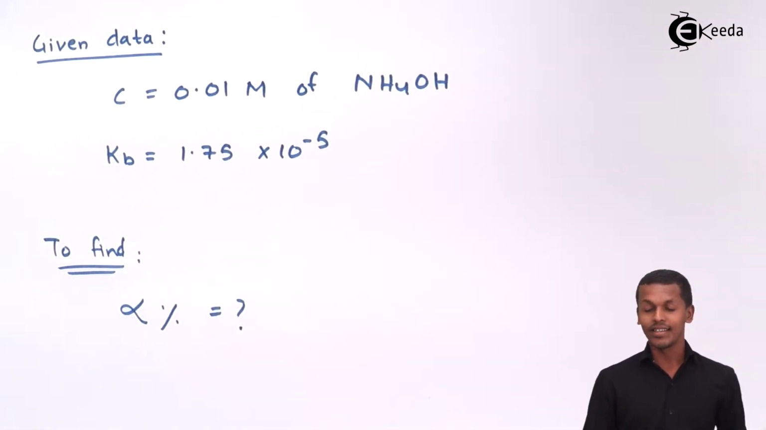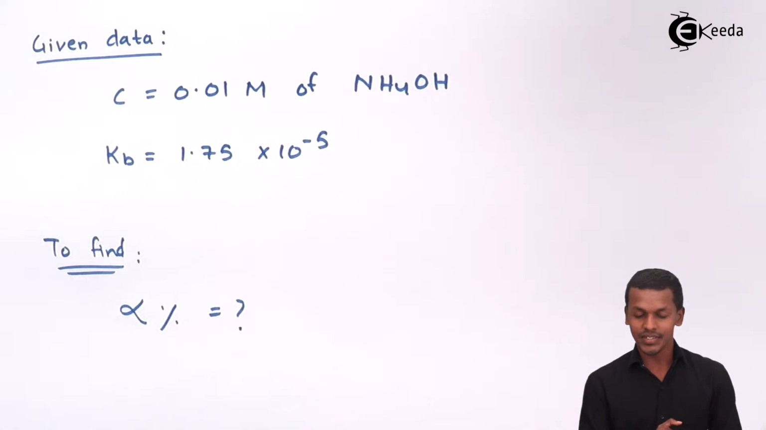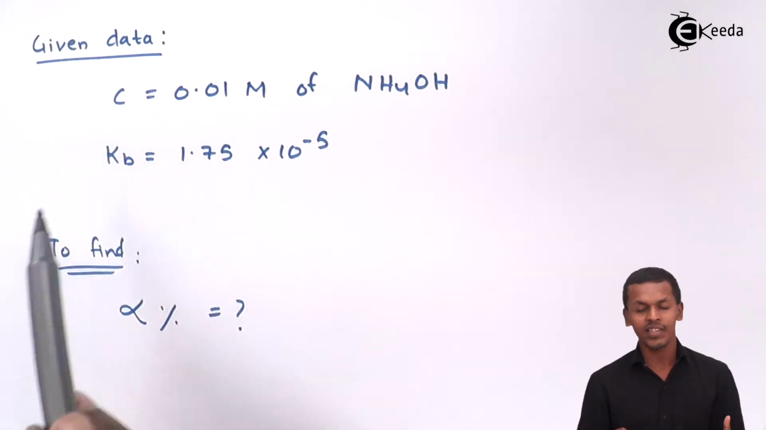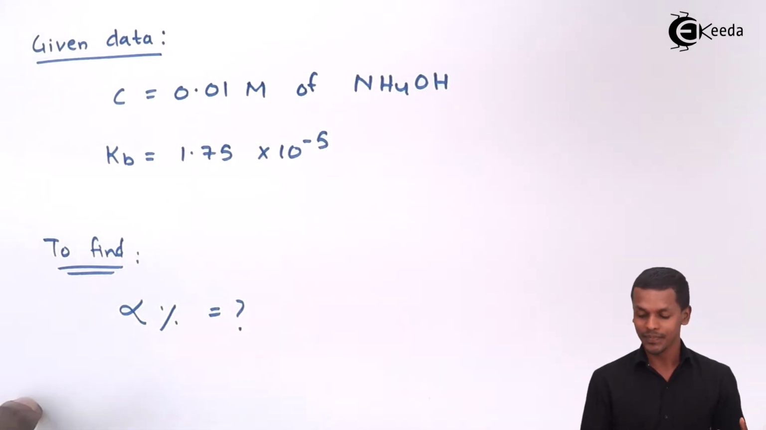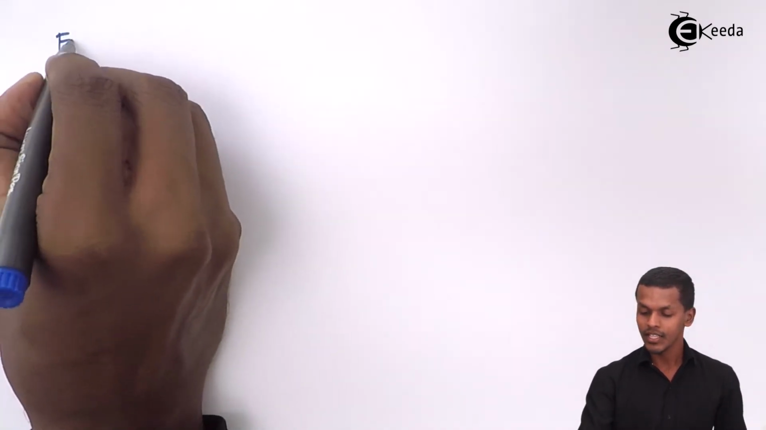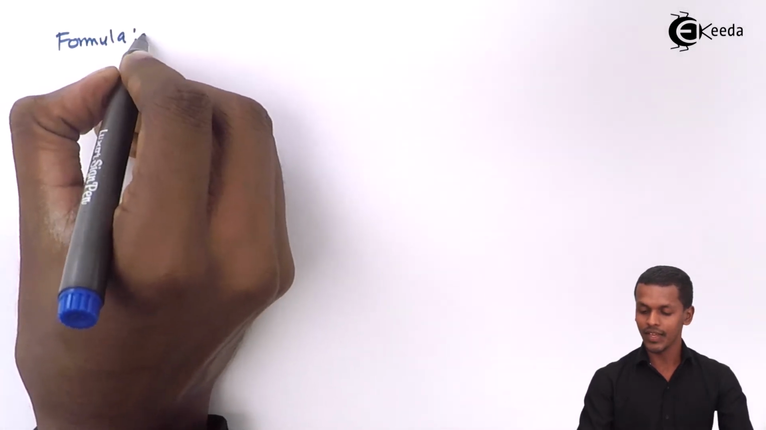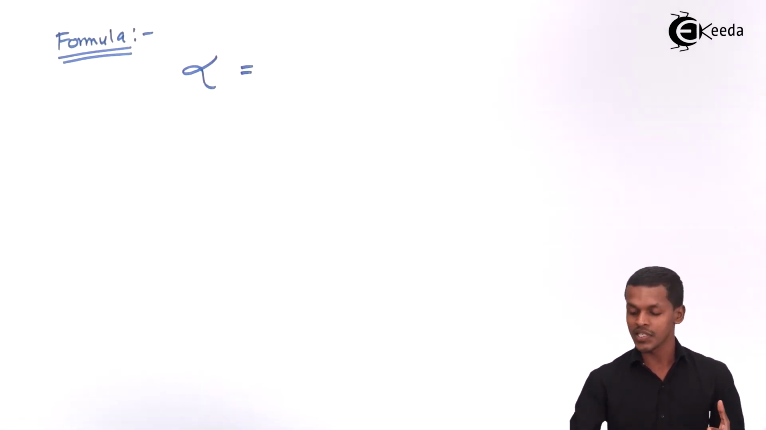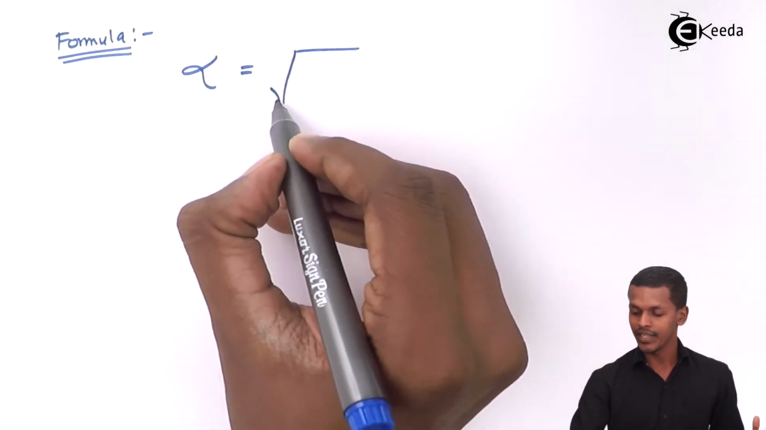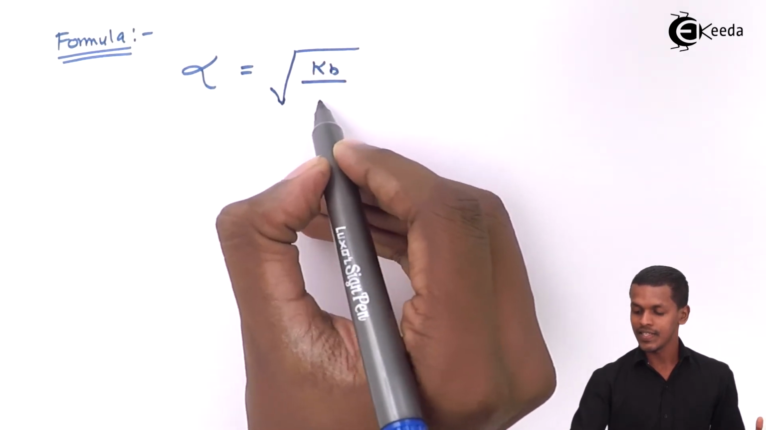So how can we do that? Let us see how we can calculate this. Before that, because concentration and Kb have been given to us, the only thing left is to first find alpha, or the degree of dissociation. For that we have a formula: if we have to find the degree of dissociation alpha in terms of concentration, it is the square root of Kb divided by C.